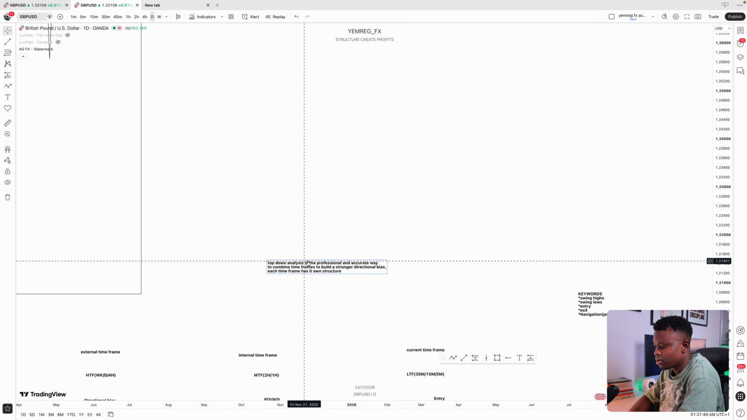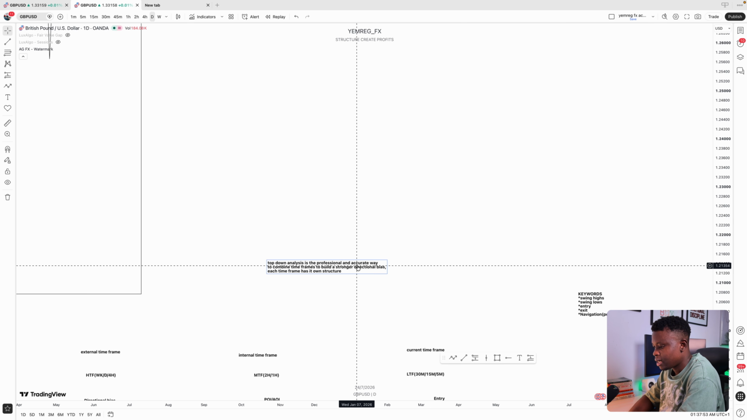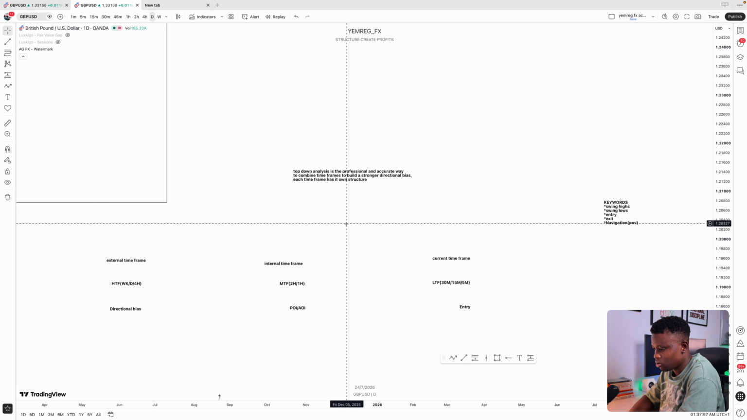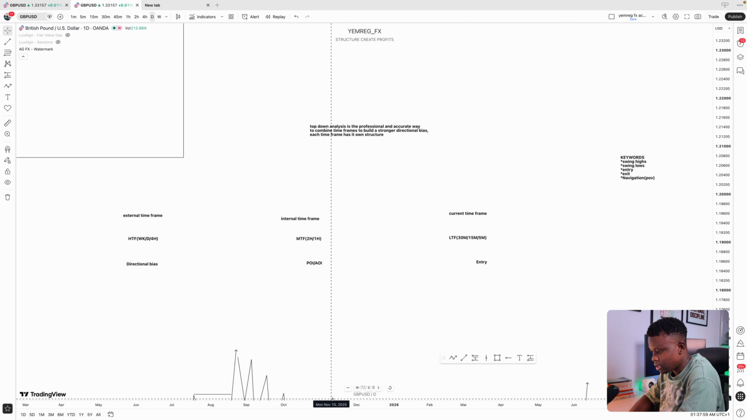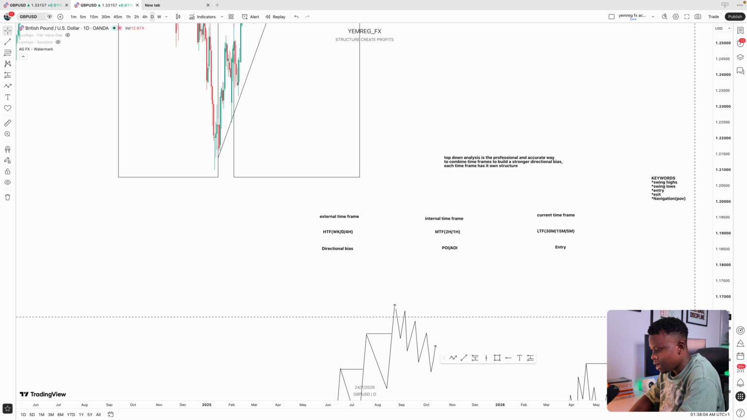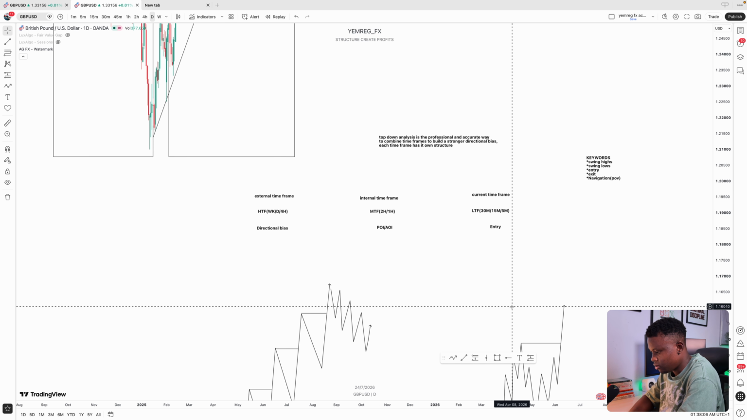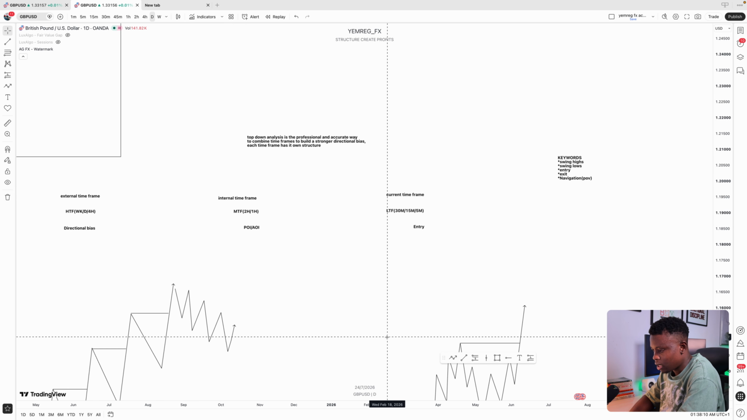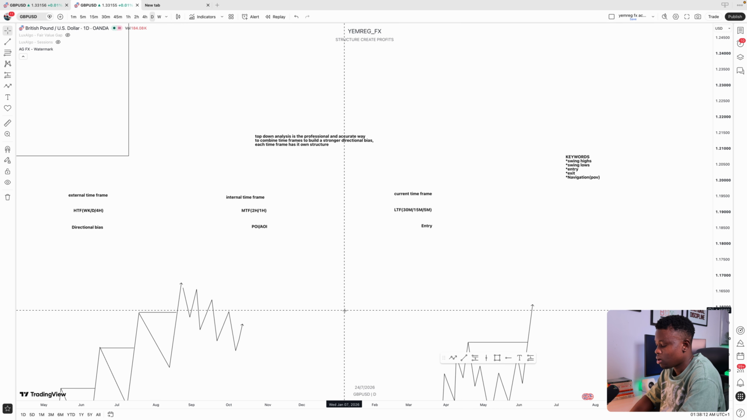Top-down analysis is the professional and accurate way to combine time frames to build a stronger directional bias. Each time frame has its own structure, so it is very important to know this. Each of those time frames has its own structure in the market, and that has been simplified here. If you are very conversant with my videos, I've spoken about this earlier. I've spoken about the basics, so today we are going to be going more advanced.